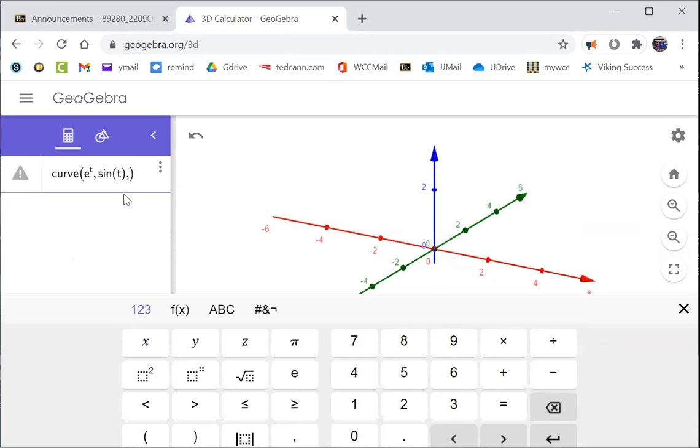Natural log of t. Put that in parentheses too. Comma variable t, comma low bound, high bound. Now t should be restricted because the natural log function, again, you can't take the log of 0, you can't take the log of a negative number. So I want to have values that are bigger than 0. But what I can do is just start it at 0 and go from there.